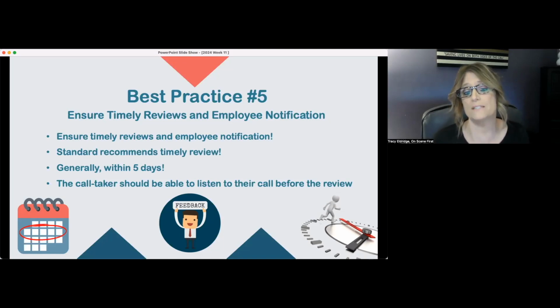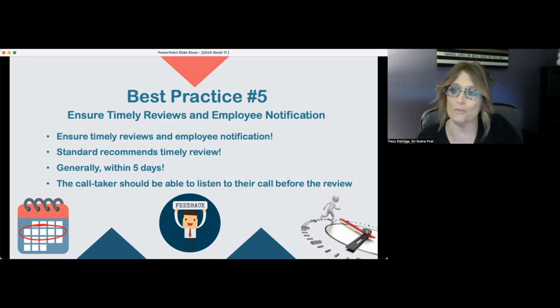The call taker should be able to listen to their call before the review. I don't necessarily agree with this on every single call, but one of the things that I would do with my telecommunicators is if there was a call that they tanked on or was going to be non-compliant for whatever reason, I would have them listen to the call and then say, hey, do me a favor, take this form and I want you to listen to it and critique it, and then I want you to go over it with me.